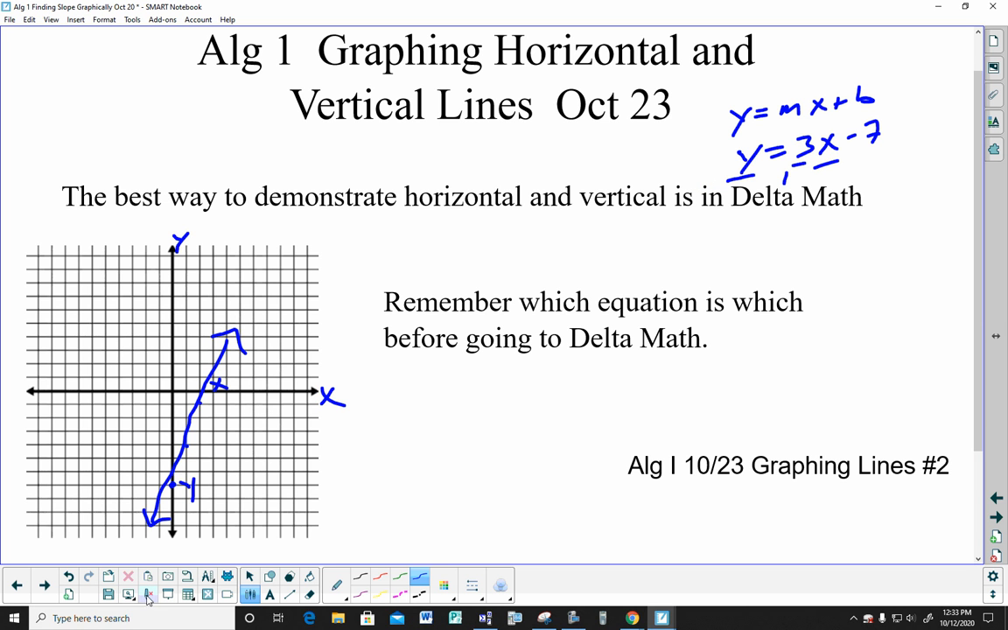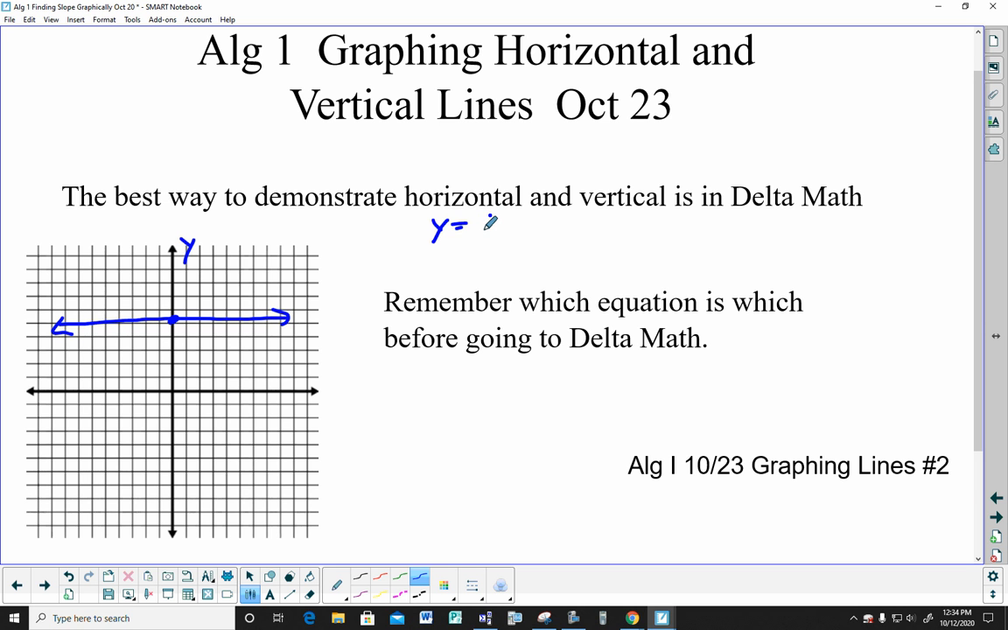Okay, but what about a horizontal line? A horizontal line only crosses the y-axis. And its equation is y equals some number. It doesn't have an x because it doesn't cross the x.